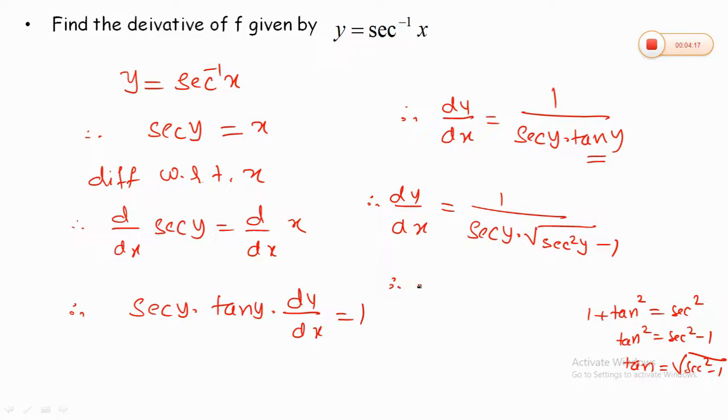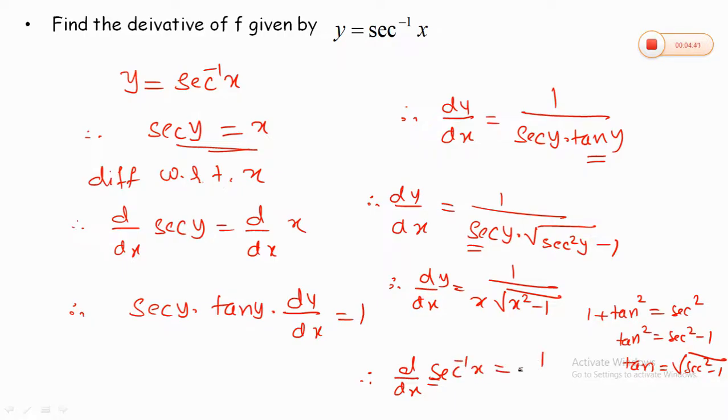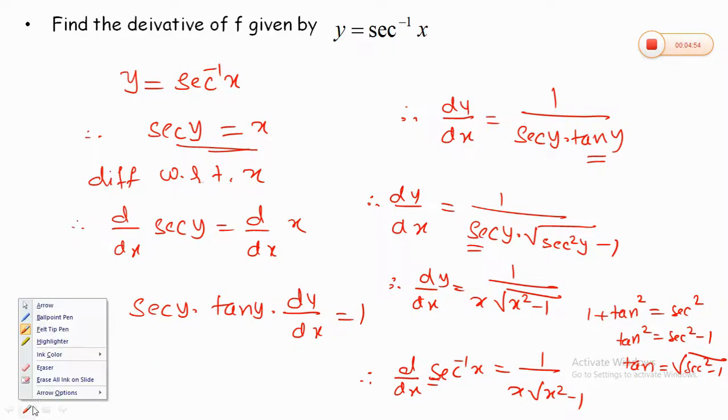So now dy by dx of y is 1 upon, substitute sec y equal to x, root x square minus 1. So therefore dy by dx of sec inverse x equal to 1 upon x root x square minus 1. Similarly, we have to find the derivative of cosec inverse.